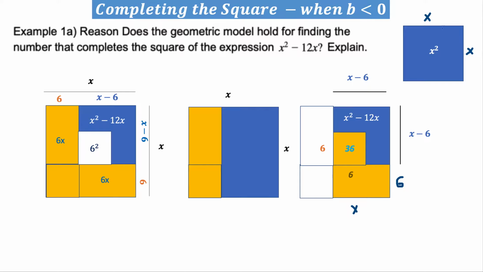So for instance, we have this x squared. So this represents the x squared here. We can represent here one side is x, the other x. So geometrically we can write it with the x squared. So this is the square. But now for this x squared we are taking minus 12x.